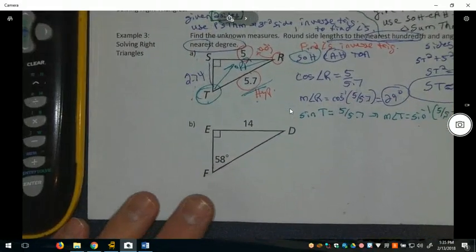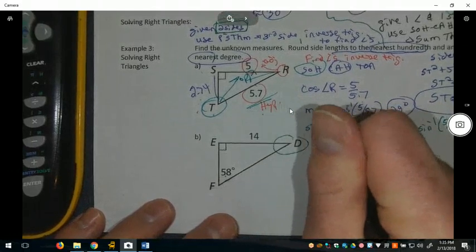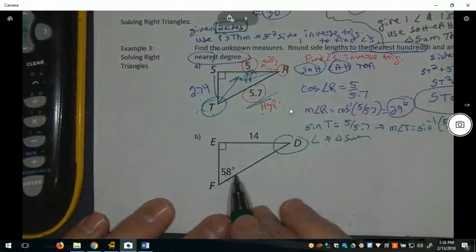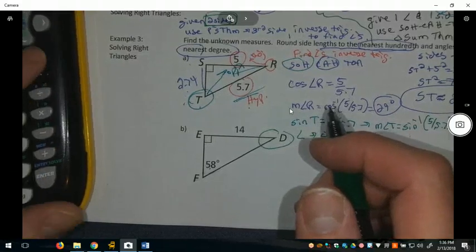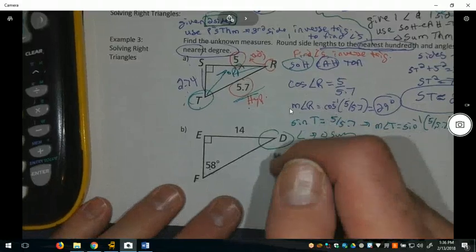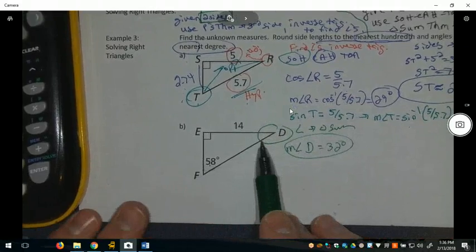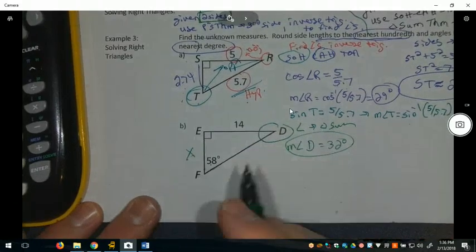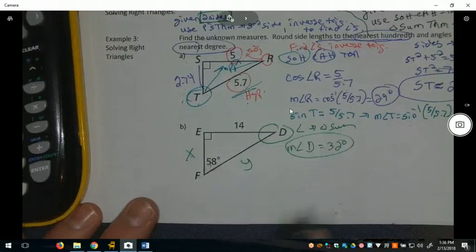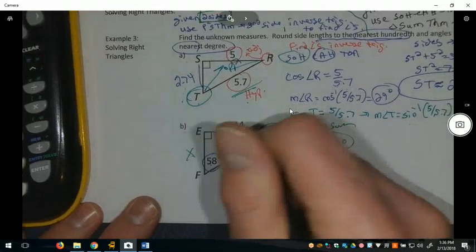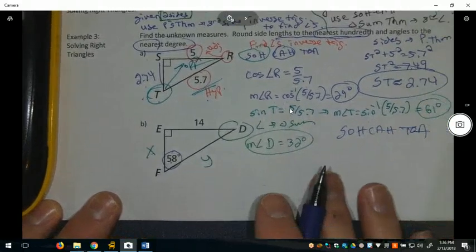For letter B, we're going to undergo the same process, except this time they gave us an angle, so it's very easy to find the other angle using the triangle sum theorem. 180 minus 90 is 90, and 90 minus 58 is 32 degrees. That was easy, and we have the 32. But when I find my other sides, I don't know this side and I don't know the hypotenuse. I can't use the 30-60-90 or 45-45-90 triangle because that's a 58 degree angle. But I can use SOHCAHTOA to find the other sides for this problem.